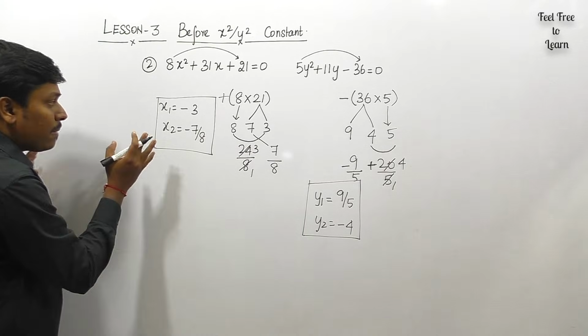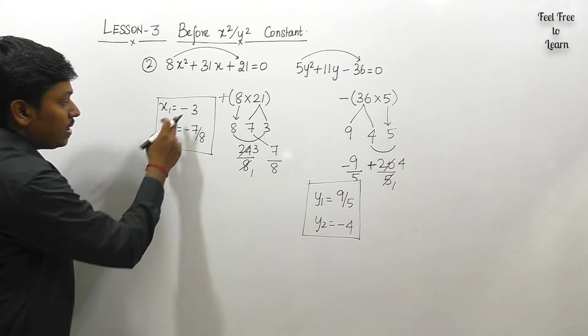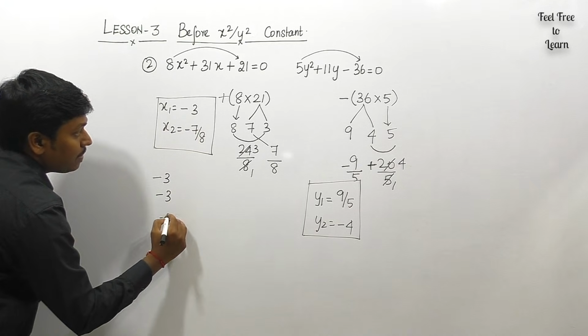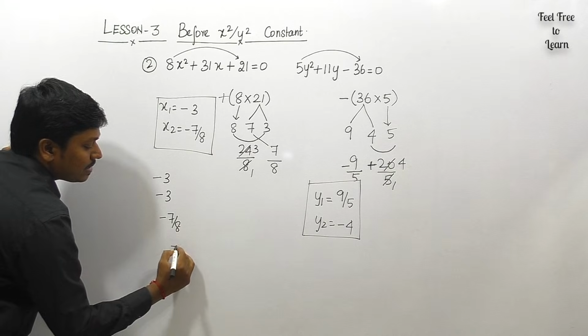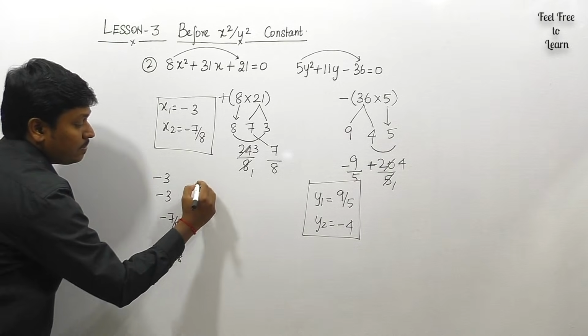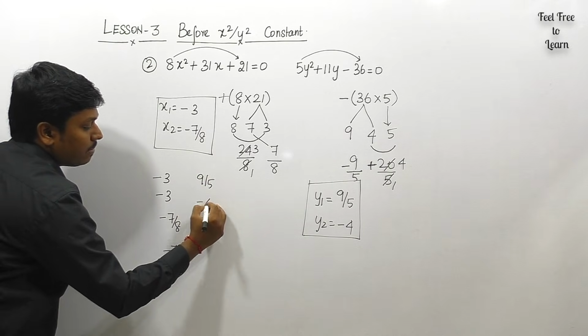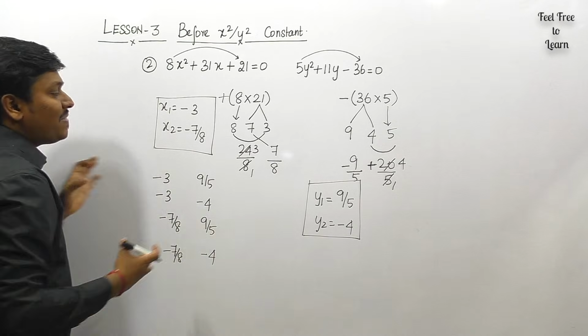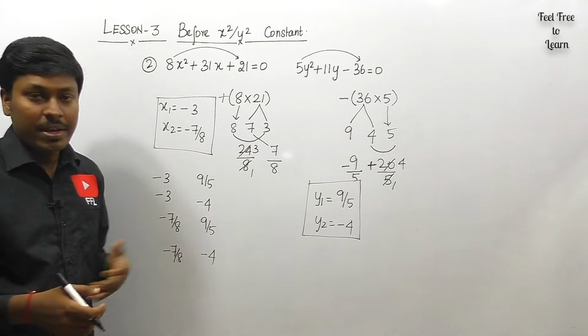So friends, we need to compare all the x values with the y values. So x1 will be minus 3 and x2 will be minus 7 by 8. And y1 will be 9 by 5 and y2 will be minus 4. So the concept behind this is, we need to compare all the x values with the y values.